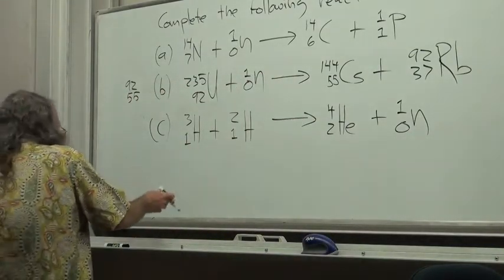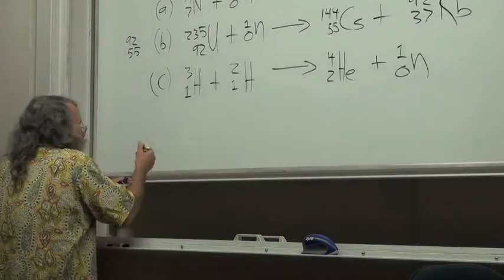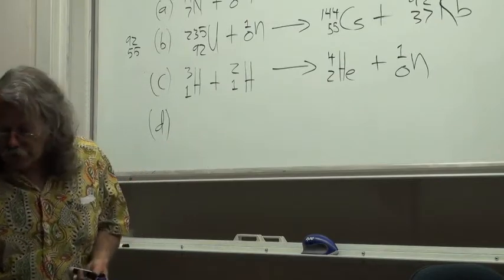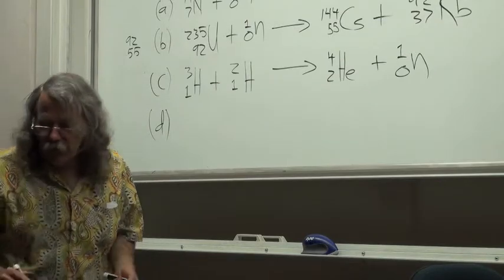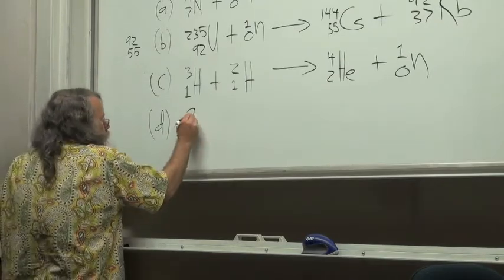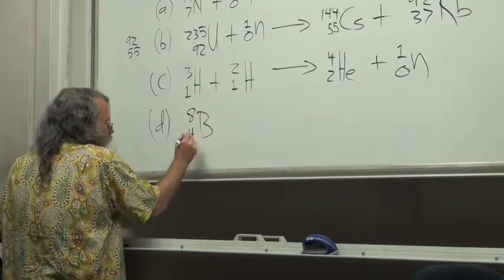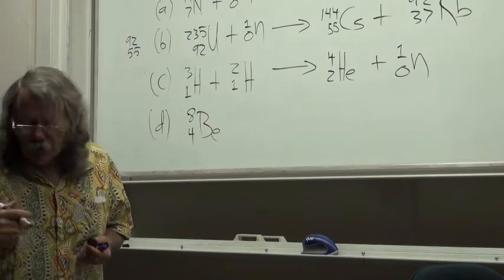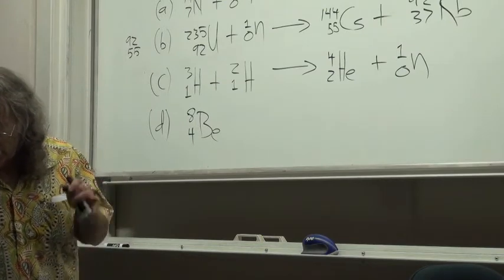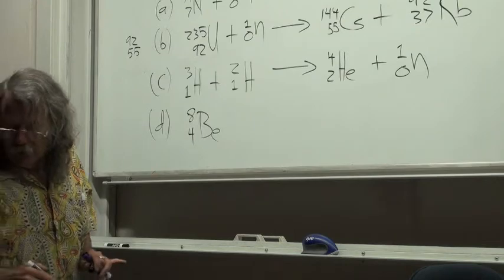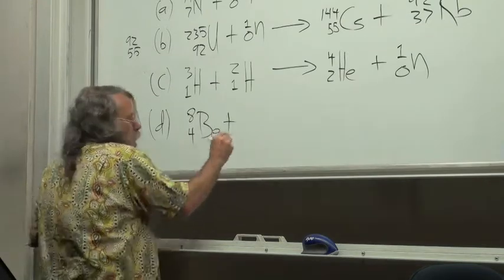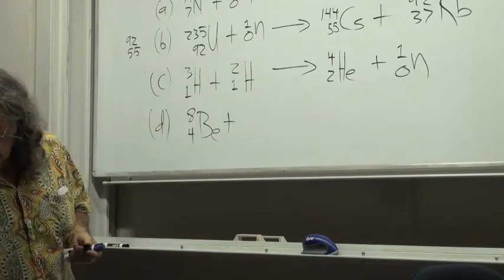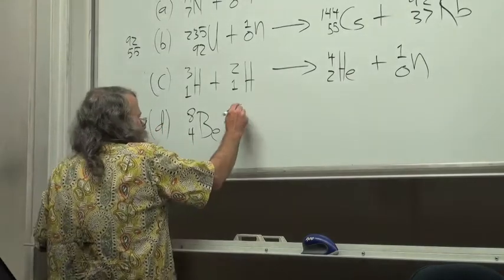And the last one is another fusion process, another one that is cooking even as we speak on the sun. I take a beryllium 8, I'm sorry, my bad, beryllium 8. The helium is an alpha particle, right? A helium nucleus, helium 4. Plus a helium 4.